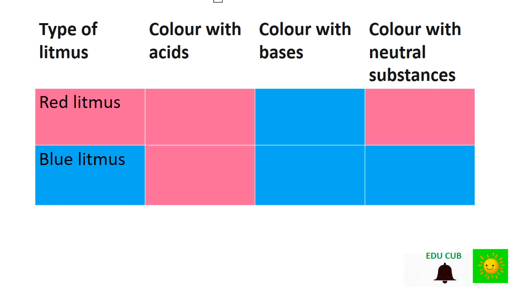Red litmus, there's no color change with acid, but with the bases it turns into blue. No change in neutral substances. Let's see. Acids: blue litmus turns into red and red litmus does not change the color. Bases: red litmus turns into blue and blue litmus does not change the color. Neutral substances: both blue and red litmus do not change the color.